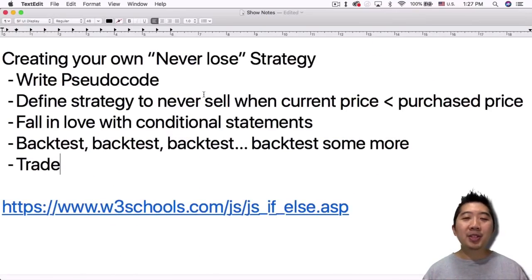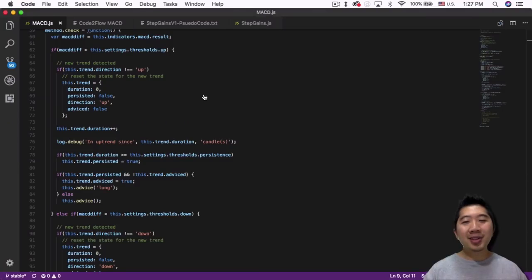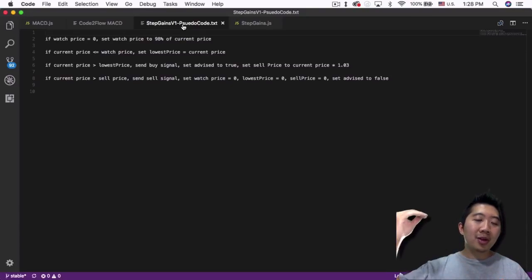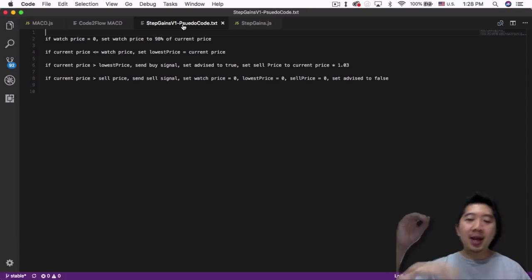But now I've talked about the MACD strategy and how messy it is. Why don't we try to create our own never lose strategy? The first thing you have to do creating your own strategy is writing the pseudocode. And it's really simple. I'm calling this strategy the step gains. I've seen it in YouTube videos for other trading bots before. The idea is you want to wait till the market falls down, though you don't have to actually. Some bots just buy in right away, wait till the market goes up 2% or 3%, and sell. Then after a certain duration, they'll buy back in, wait for a 2% gain again, and sell again. That is the general idea of this code.